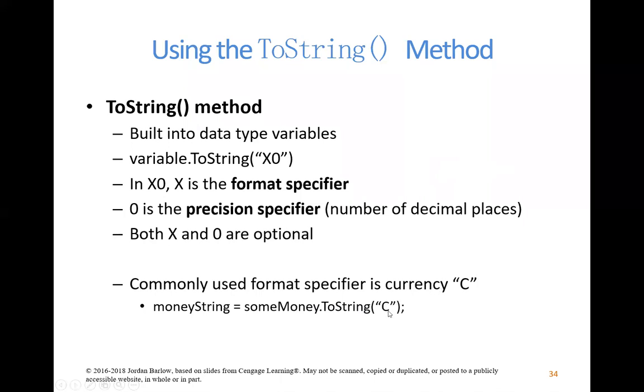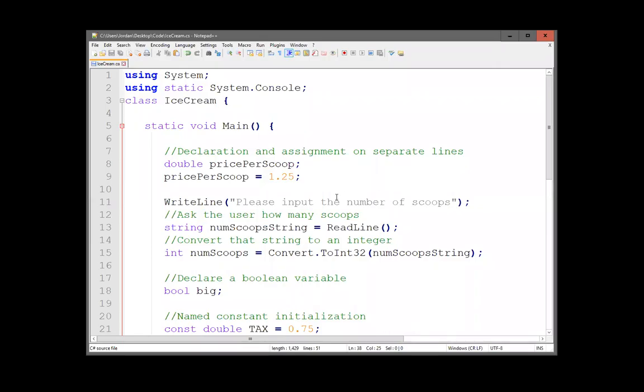Okay. This is the most common one that we're going to see. We're going to use it several times during the semester. Probably won't have any other assignments, exams, homework, project, or anything where you have to convert to a different format or precision. But I do want you to know that those are available and you can look them up as needed. But I do want you to remember that if you want to convert a number to a string that looks like dollars and cents, then inside of your toString method's parentheses, you're going to put quotation mark, C, quotation mark. So let's do that in our ice cream application.